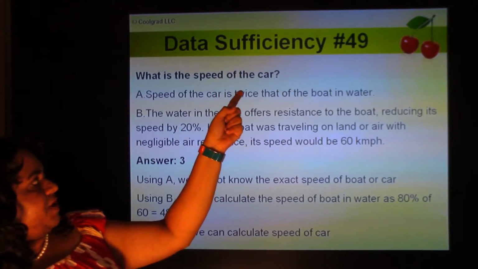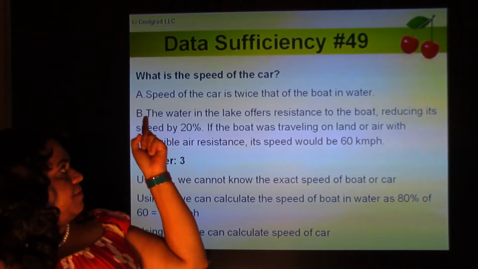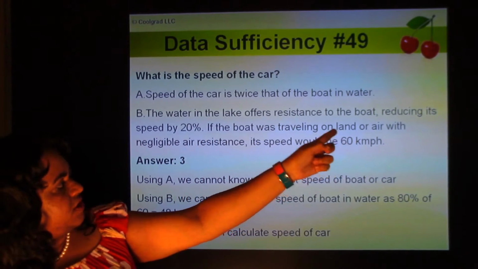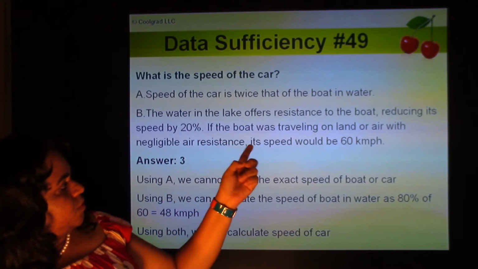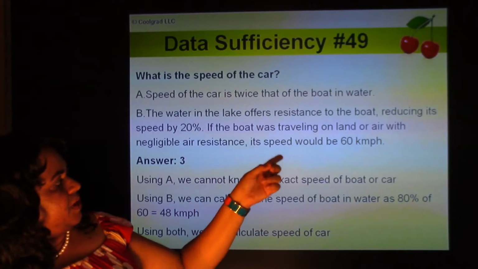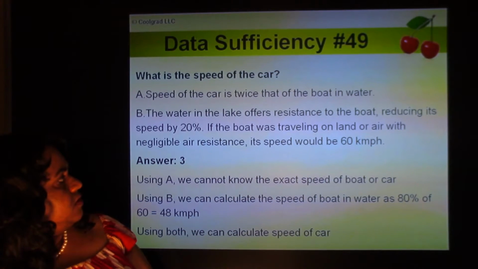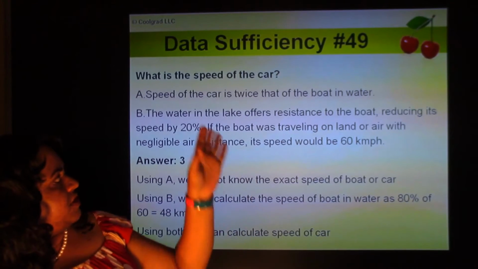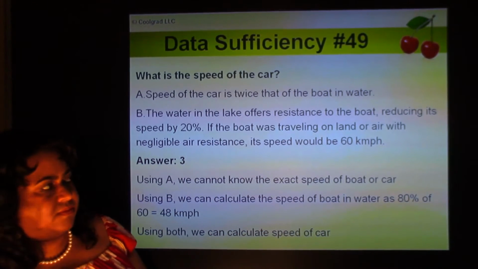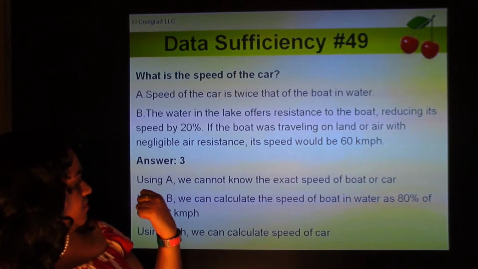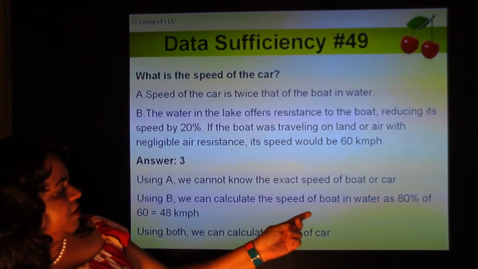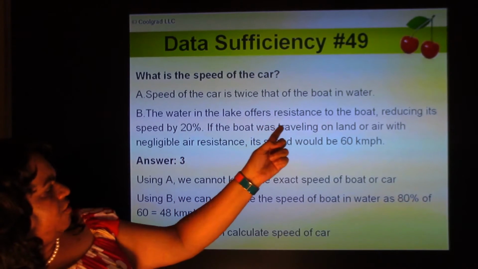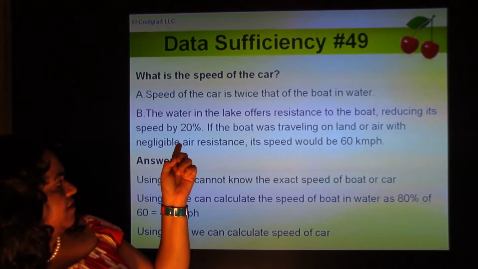Question 49. What is the speed of the car? So statement A, speed of the car is twice that of the boat in water. Statement B, the water in the lake offers resistance to the boat, reducing its speed by 20%. If the boat was traveling on land or air with negligible air resistance, its speed would be 60 kilometers per hour. So using statement A alone, we don't know the exact speed of the boat or the car. We only know that the car is twice as fast as the boat. Using statement B alone, we can calculate the speed of the boat in water as 80% of 60.